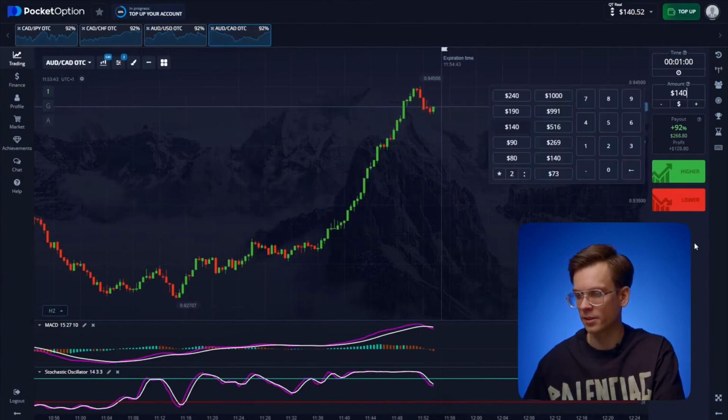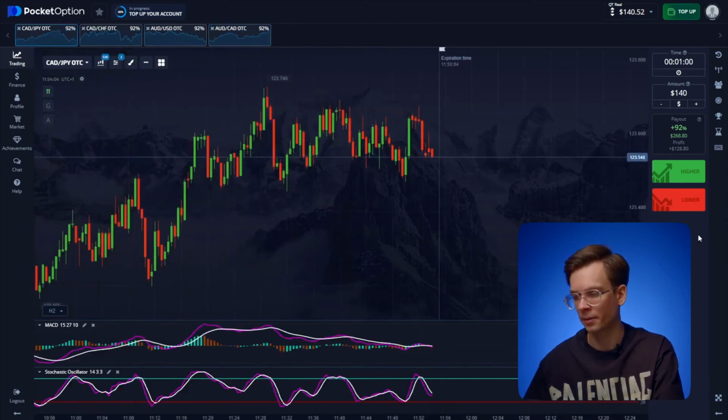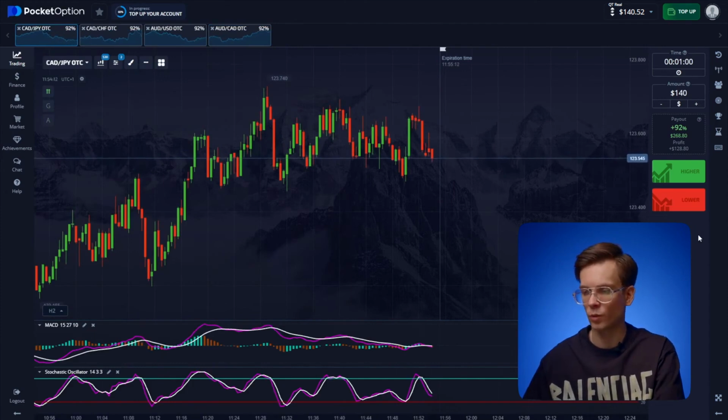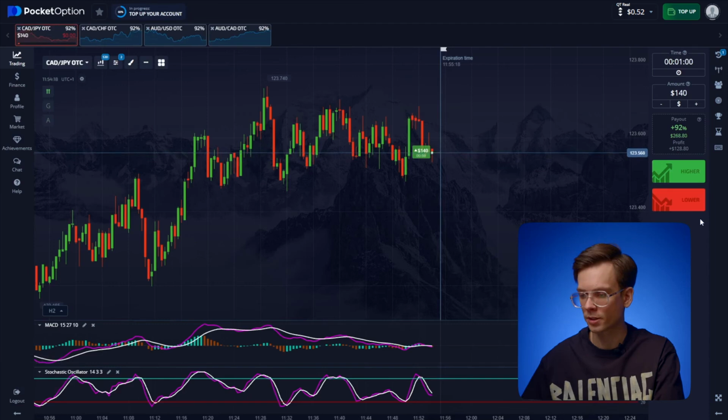The Australian and the Canadian are showing mixed signals on the chart. I'll skip it and head straight to the Canadian dollar and yen. Investing 140 for growth. Stochastic is almost touching the 30 mark and there's a significant bearish trend. It makes sense to expect a rebound.